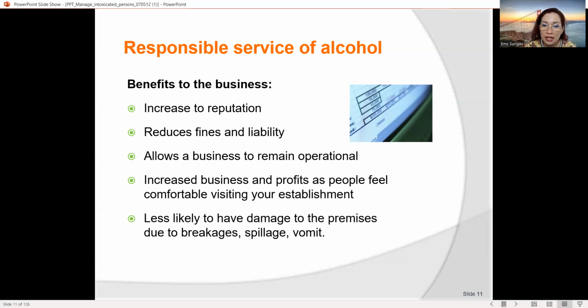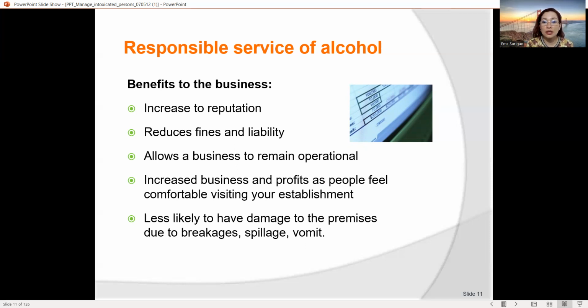Second, reduced fines and liabilities. This allows the business to remain operational. Third, increased business and profits, as people feel comfortable visiting your establishment. They're safe and free from harm, because the security is well organized and controlled.